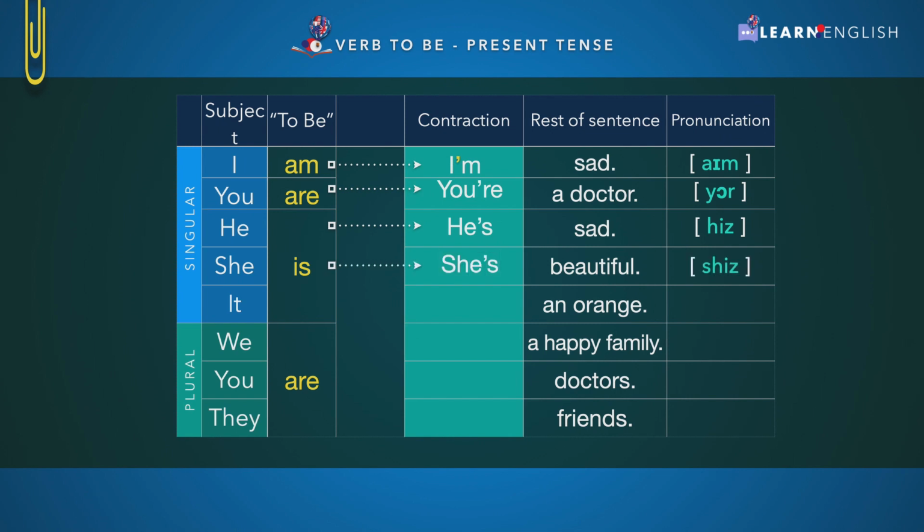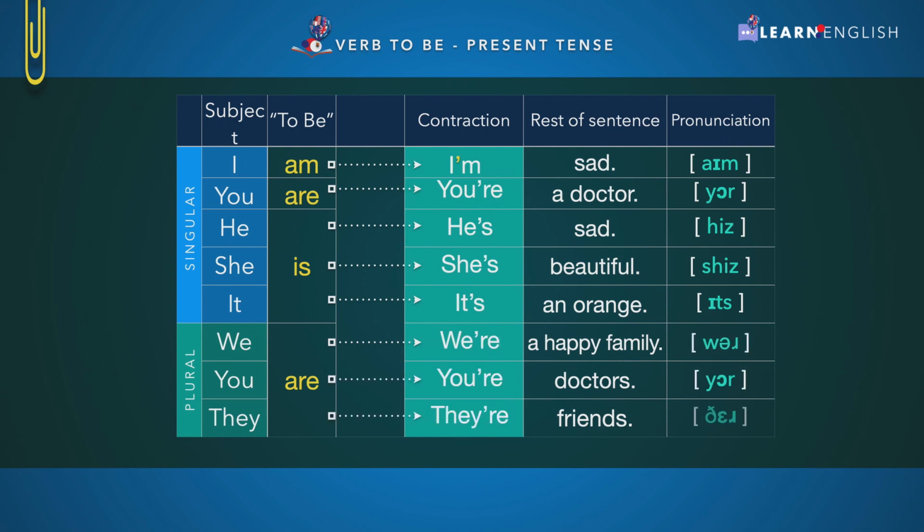She is becomes she's. She's beautiful. In the same way, it is turns into it's. It's an orange. We are turns into we're. We're a happy family. And they are turns into they're. They're friends.